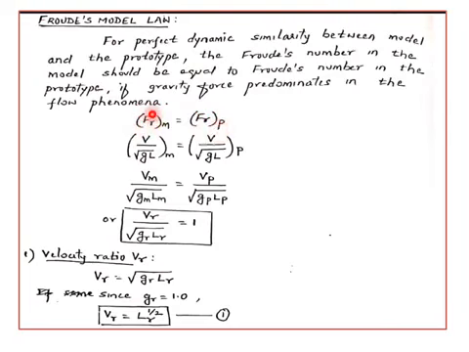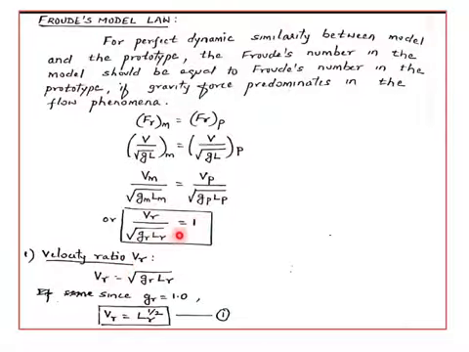So what is Froude's number? It is nothing but V by root GL. So V by root GL in the model should be equal to V by root GL in the prototype. That is Vm by root of Gm Lm equals Vp by root of Gp Lp. Vm by Vp is the velocity ratio, Gm by Gp is the acceleration due to gravity ratio, and Lm by Lp is Lr, and this should be equal to 1.